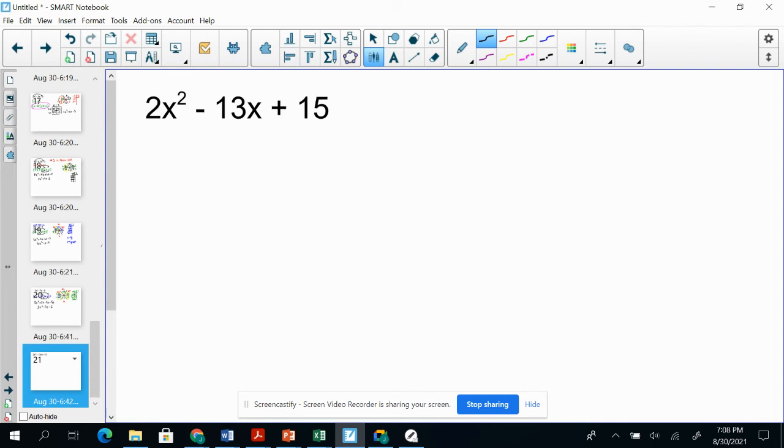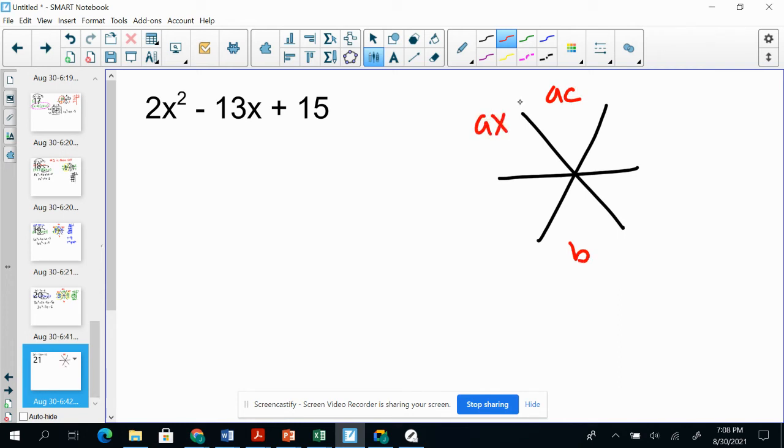All right, one more. Big star. AC goes on top, B on bottom, A times X in the corner, and then our factors are going in the bottom. Okay, so you try it. Pause it and try it. 2 times 15 is 30. And then we have a negative 13b. Our A value is 2.